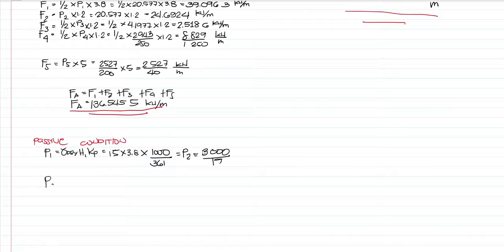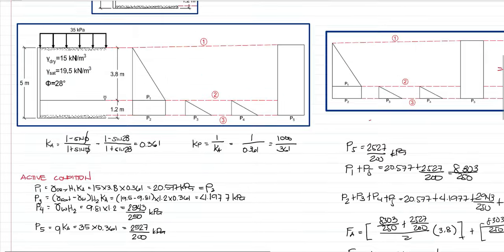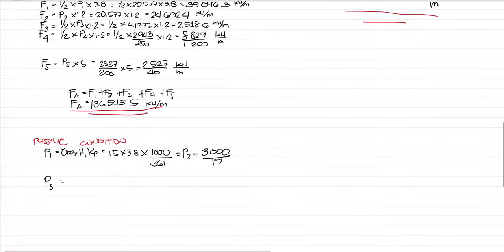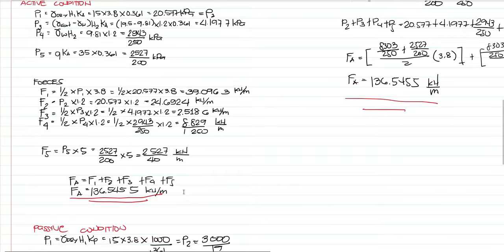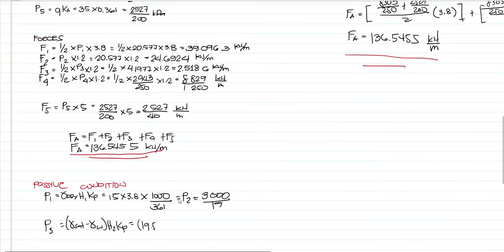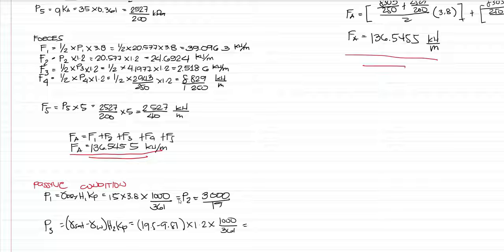Next, si P sub 2 natin nandito na pala. So, P sub 3 na tayo. For our P sub 3, yun yung soil na saturated. So, that is gamma saturated minus gamma of water times height 2 times Kp. So, that is 19.5 minus 9.81 times height 2, which is 1.2 meters, times Kp, which is 1,000 over 361. So, our P sub 3 will be equivalent to 612 over 19.